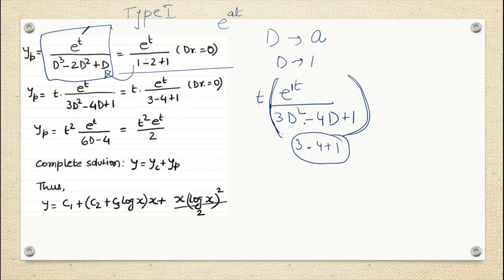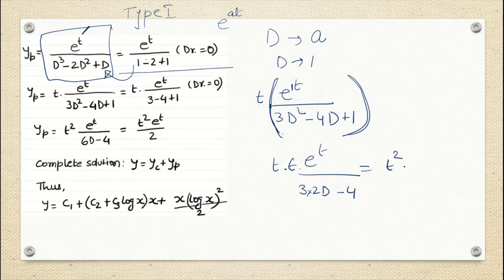So what will I do? Again, I will find the derivative. Numerator will be as it is. Finding the derivative will be 3 into 2D, minus 4, and the constant will give you 0. So this is 6D minus 4. But we have to always remember that if I'm finding the derivative, I have to multiply one time by t or x, whatever the variable is. So it is nothing but t square e to the power t by 6D minus 4.